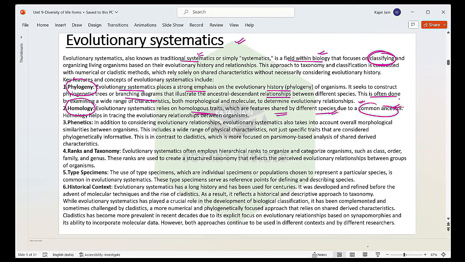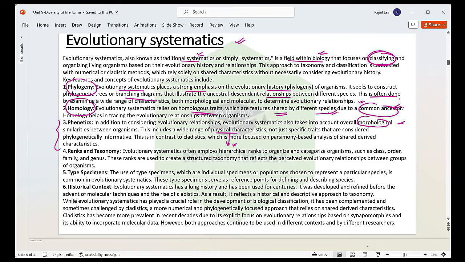Then you have phenetics. Phenetics is what? In addition to looking into the evolutionary systematics, we look into their phenotype as well. That is their overall morphological similarities that they are showcasing, or we can say the range of their physical characteristics that they are showcasing, right?